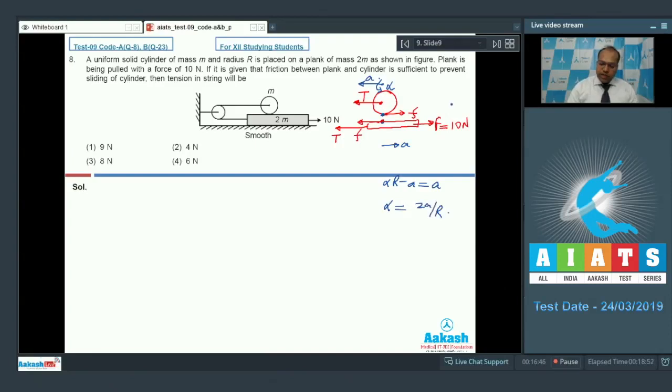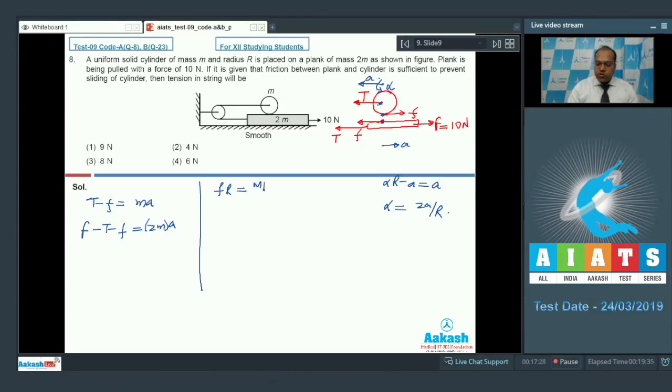So if I write the equation of dynamics on the cylinder, we can write T minus F is equal to mass m into acceleration. On the plank, I can write F minus T minus F is equal to mass 2m into acceleration. And if I write the equation of torque on the cylinder, I am applying torque is equal to I into alpha about center of mass. Since the center of mass is accelerating with some acceleration, we have to apply a pseudo force at the center of mass, but the torque of that pseudo force about center of mass becomes 0. So the torque about the center of mass can be written as F into R is equal to I alpha.